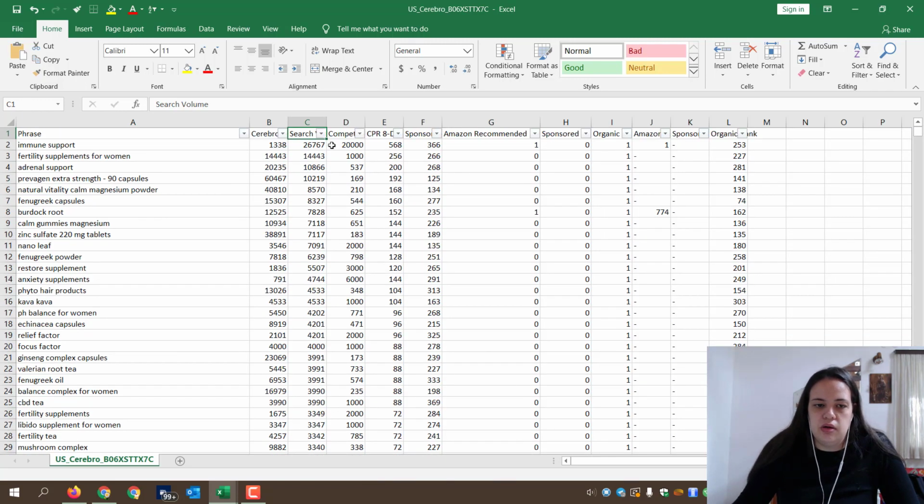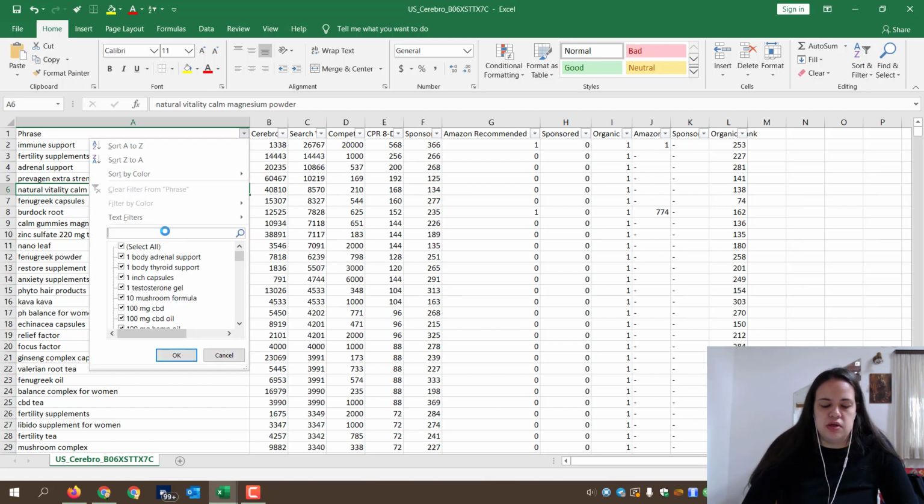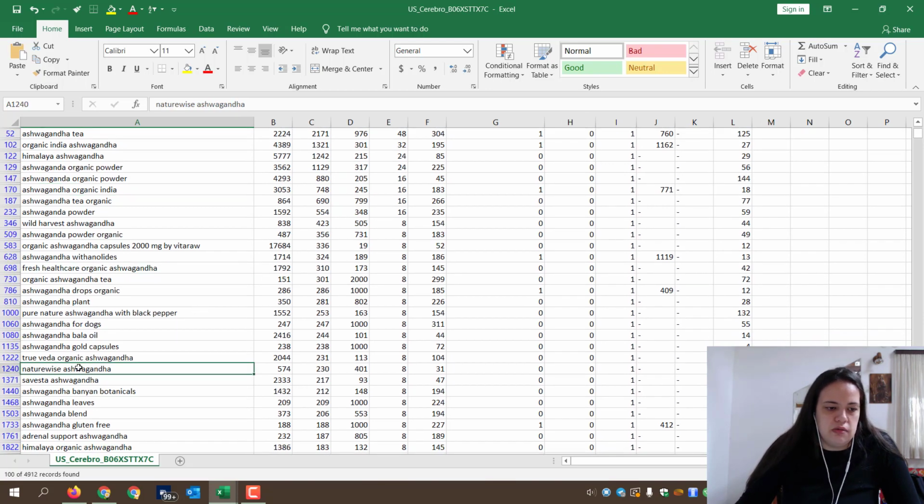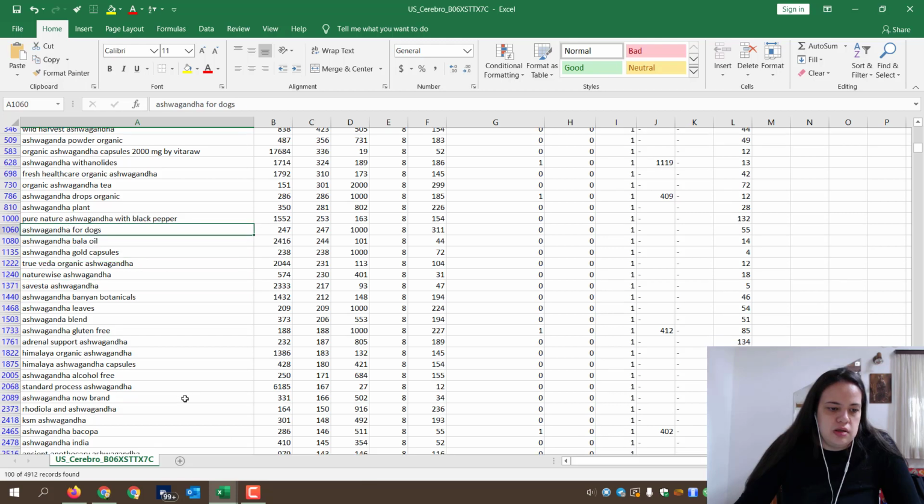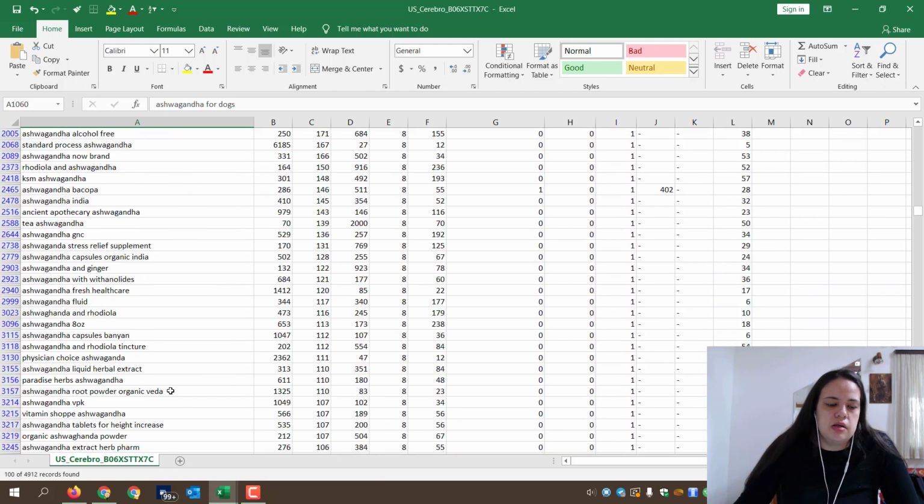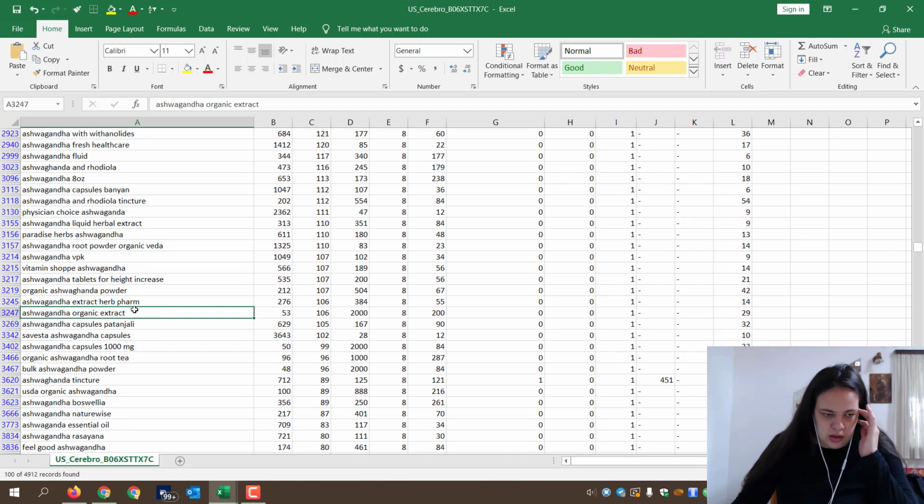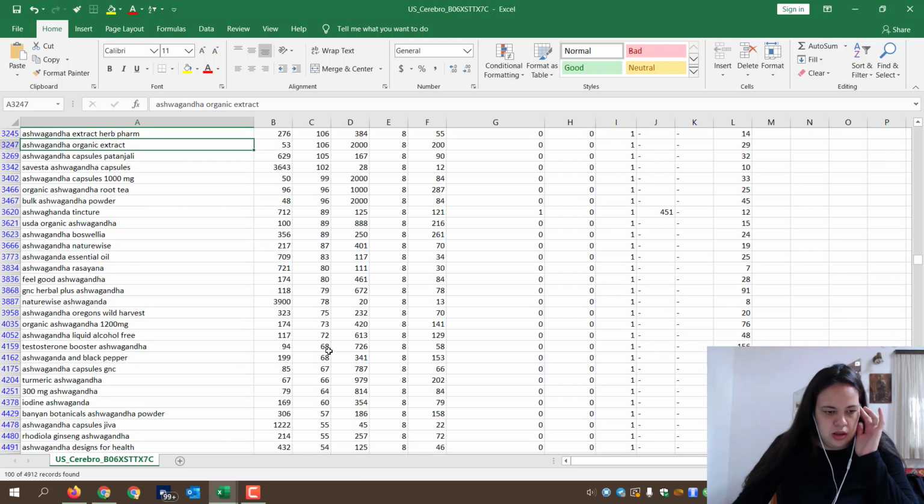And that's where you should focus. So try using filters to speed up this whole process. For example, we're going to filter out just the keywords that contain ashwagandha in them. And then here you can see, for example, there are a lot of competitor names. Ashwagandha for dogs. You can find not only good keywords to target here, but also good product ideas for yourself. Maybe like organic extract, etc.